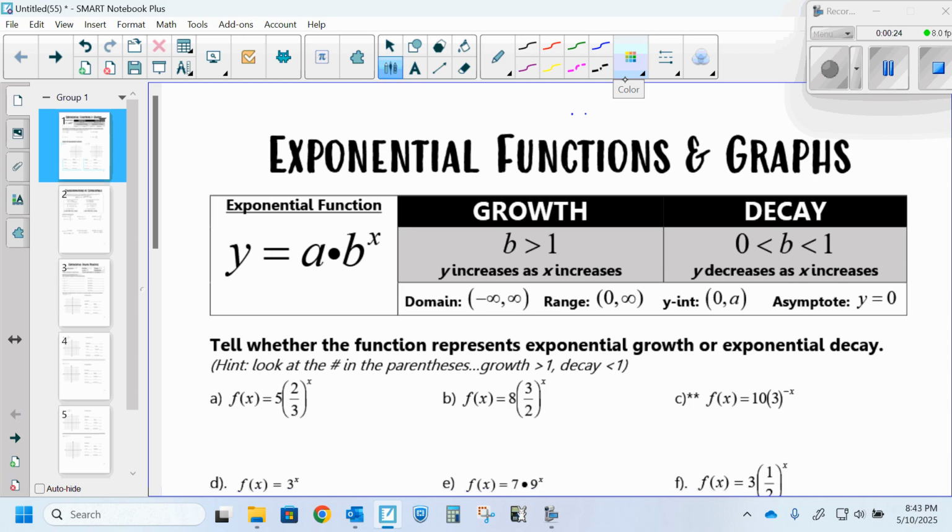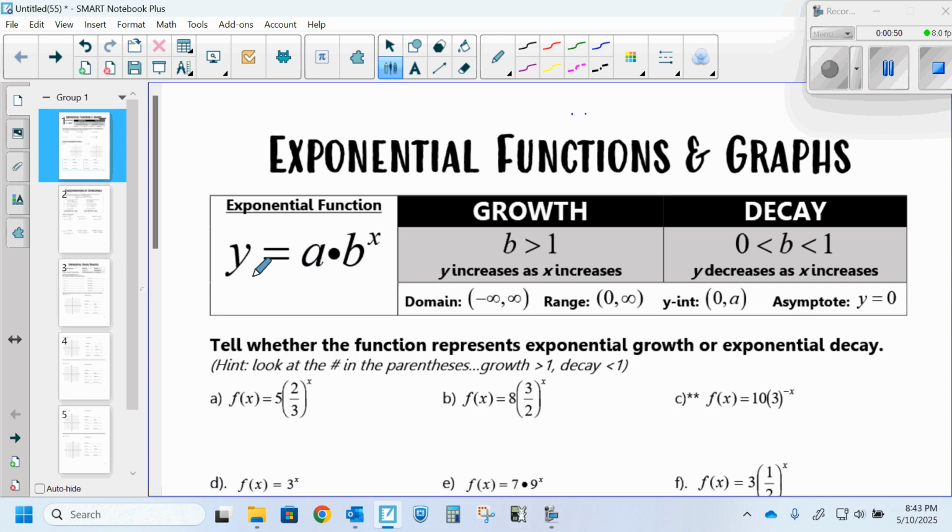It is where your variable x is the exponent. You have a base, we'll call it b for base. Sometimes you can have lots of transformations on it. But basically, a is just some constant. It can be positive, negative, fraction, doesn't matter. But it kind of helps with the steepness.